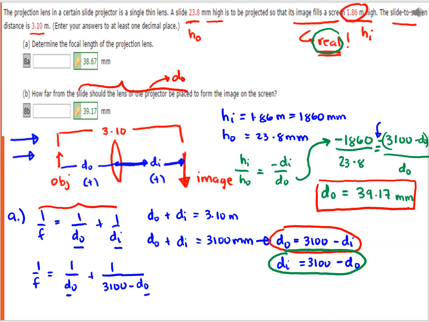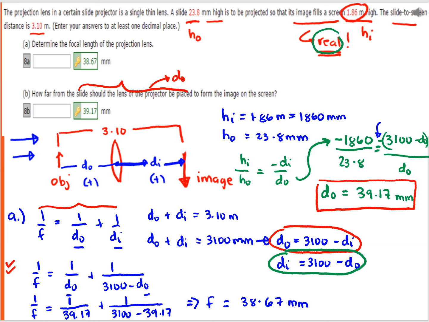So now that we have DO, we could simply substitute that here in our equation for question A. So we will have 1 over F is equal to 1 over DO, which is 39.17, plus 1 over 3,100 minus DO, which is 39.17, and this would give us the focal length to be equal to 38.67 millimeters. And therefore we have solved for A and B.